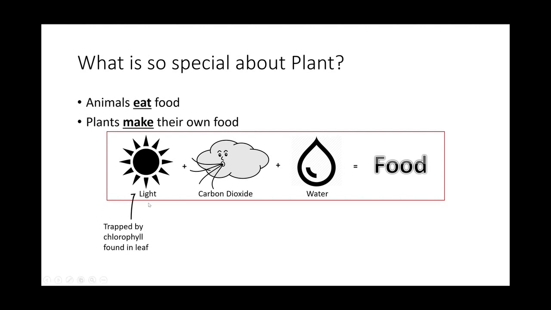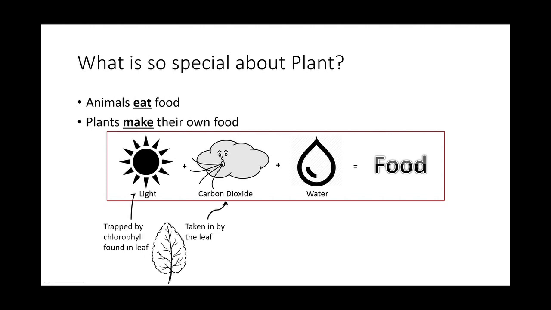So the leaf will basically help you trap the light. The leaf is the one that traps the light from the sun. But inside your leaf there's actually this substance called chlorophyll. So this chlorophyll will help the leaf trap light. I'll talk more about chlorophyll later, although it's not so important in P3 yet.